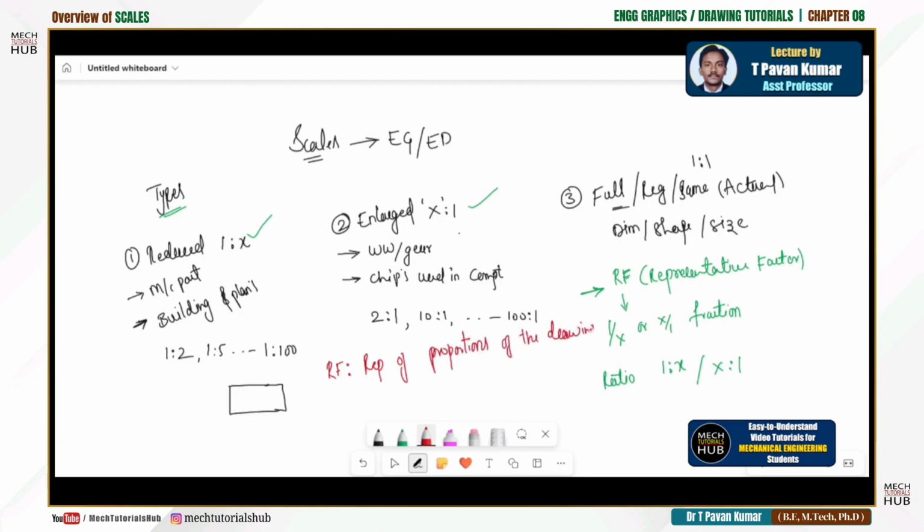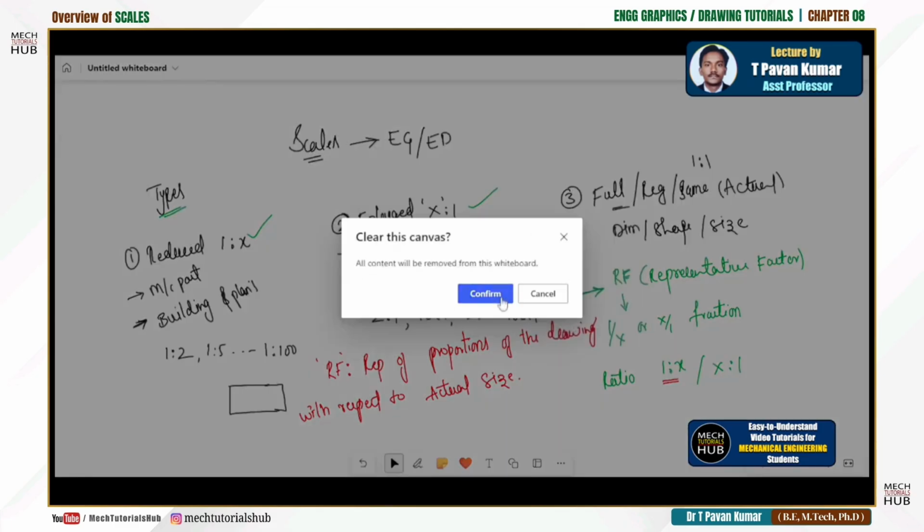I'm going to explain all these individually when I go on to constructing the scale with respect to actual drawings or actual size. Sometimes RF is also called scale but is expressed as a ratio. Sometimes RF can also be represented something like this in a few problems that I'll show you when I discuss the construction. If it is clear, now let us see what RF is and how the formula of RF is written. Let me clear this window and show you that.